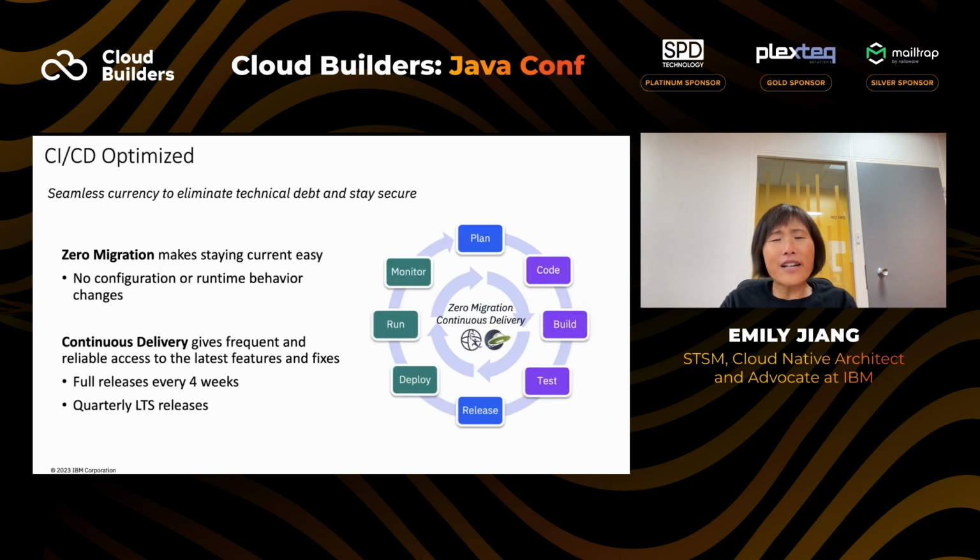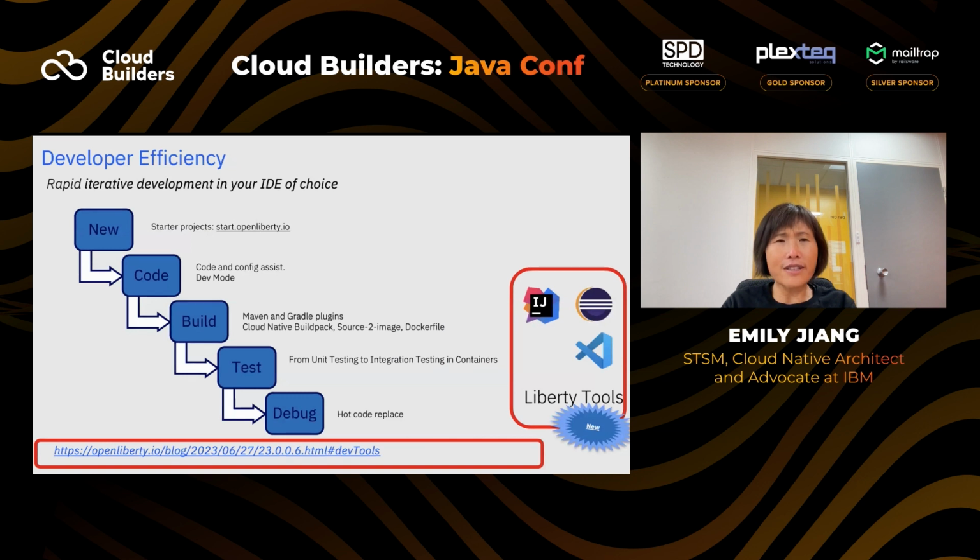So as I mentioned earlier, Liberty has a CI/CD optimized feature, from the plan directly to the monitor. It looks after the application from day one through the whole life cycle. It provides a lot of different tooling at different stages, and it has a release cycle every 4 weeks, and also a quarterly long-running LTS.